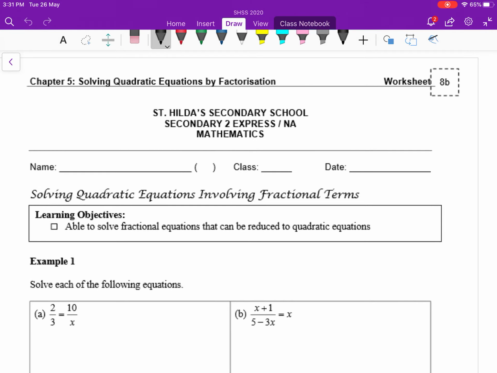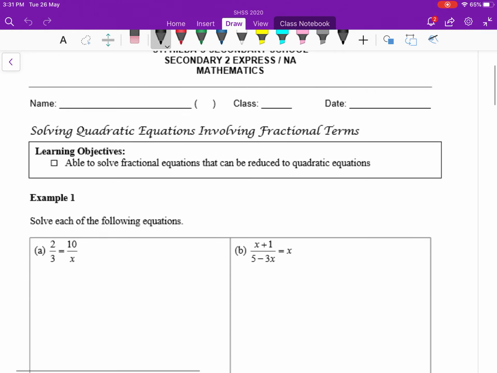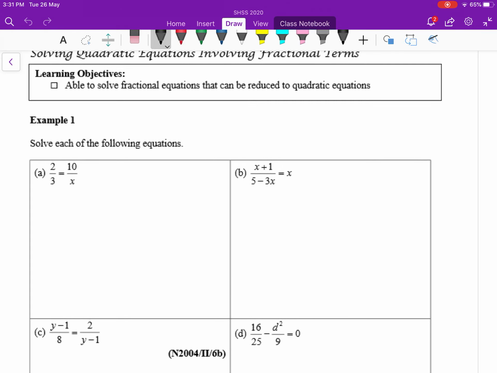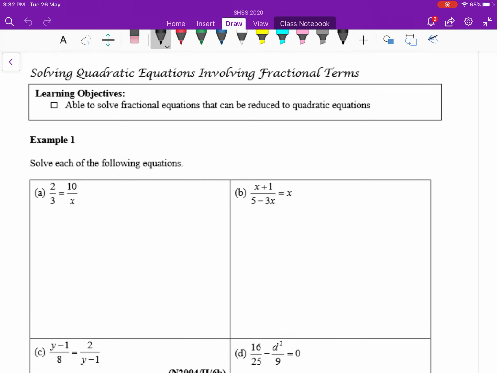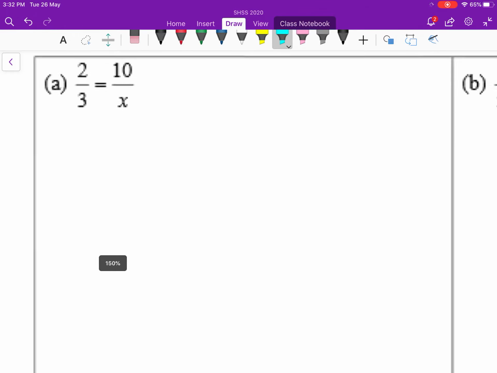Okay, Sec 2 Express, let's come back to worksheet 8B. We'll be going through worked example number 1. Basically, this is also solving quadratic equations, but this time we are involving fractional terms in the solving of our quadratic equations. Very, very simple. Let's begin.